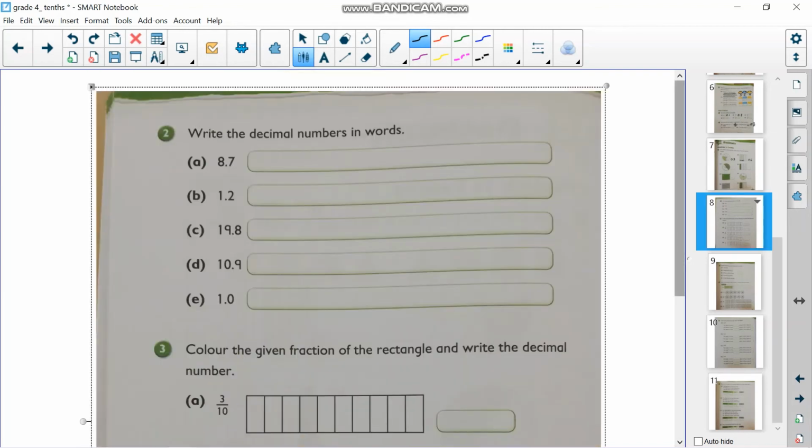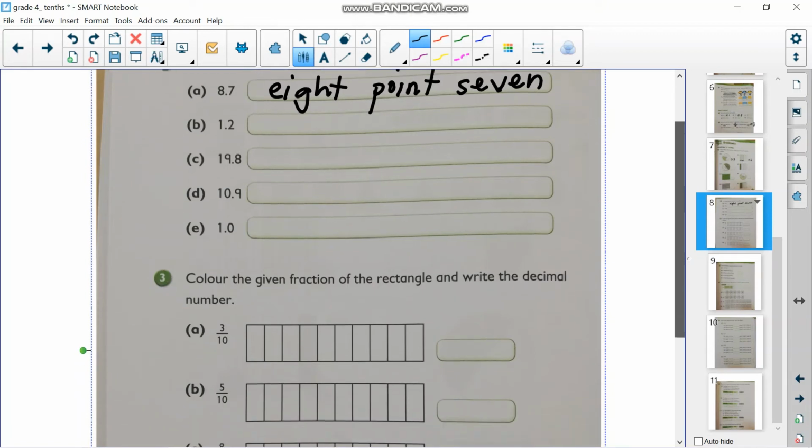Follow the example and then do and answer letter C up to letter H. Number 2, write the decimal numbers in words. So again, it's the same with the student book. So this is 8.7. Letter B, just write the decimal numbers in words and do the same up to letter E.